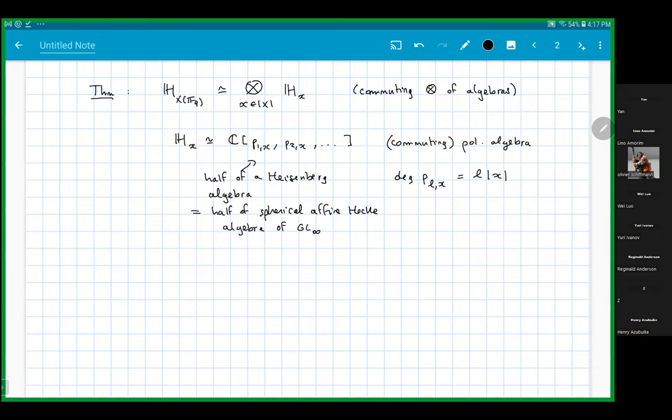Okay, and this is an interesting commutative algebra. And then the game is to diagonalize the action on the space of automorphic forms. And somehow that's one of the aims of this Langlands program, one of the tools in the Langlands program. Okay, any questions?